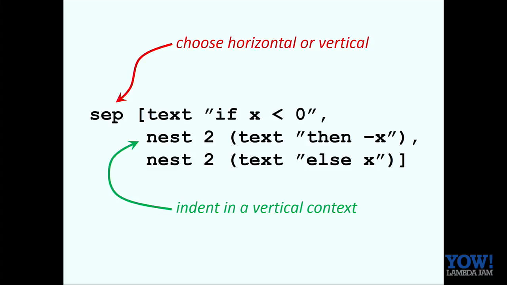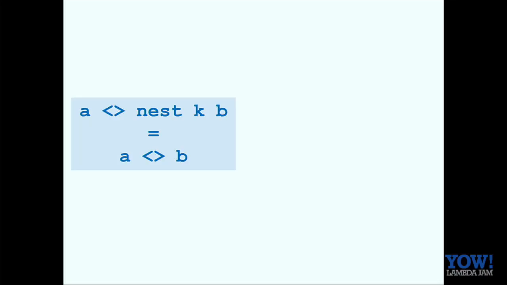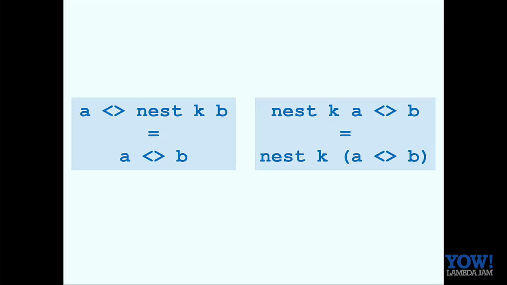How did I know I had the design right? I looked at the laws. For example, indentation is not supposed to appear horizontally, right? This is horizontal composition. So A beside nest K B is the same as A beside B, or it should be the same. But if it's A that's nested, of course, that's not in a horizontal context. It depends on the context of the whole thing. So putting a nested A beside B should be the same as nesting A beside B, and so on.